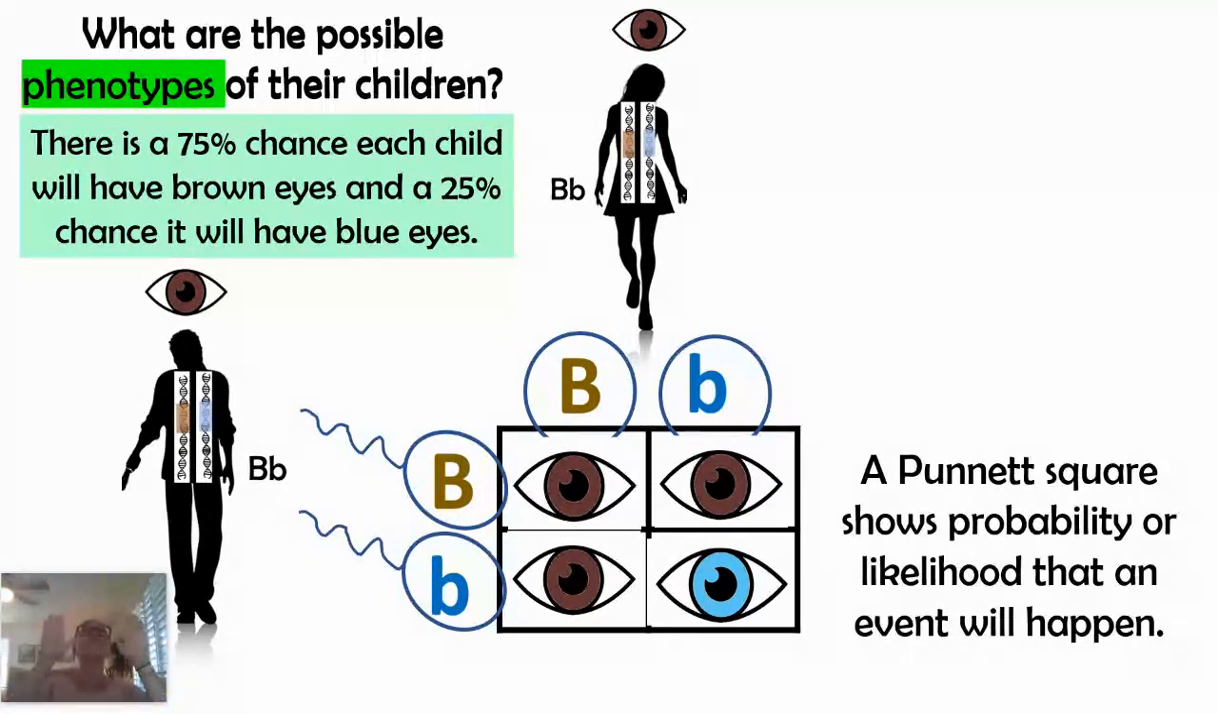So their very first kid could have blue eyes. It's just a 25% chance. Their second kid could have blue eyes, but there's just a 25% chance. So there's more likelihood it'll have brown eyes, but it could also have blue.